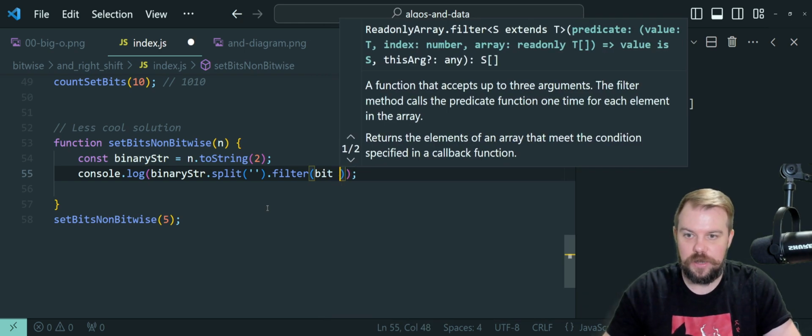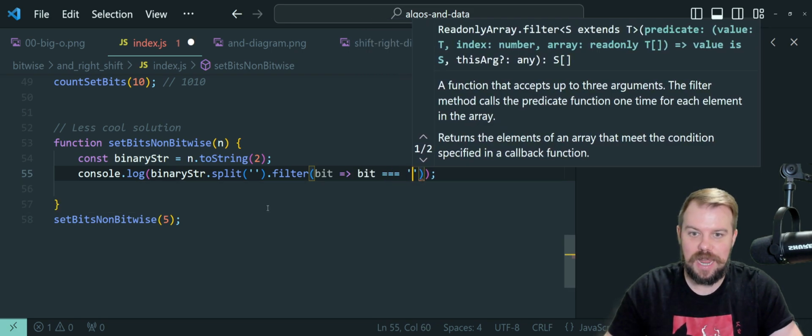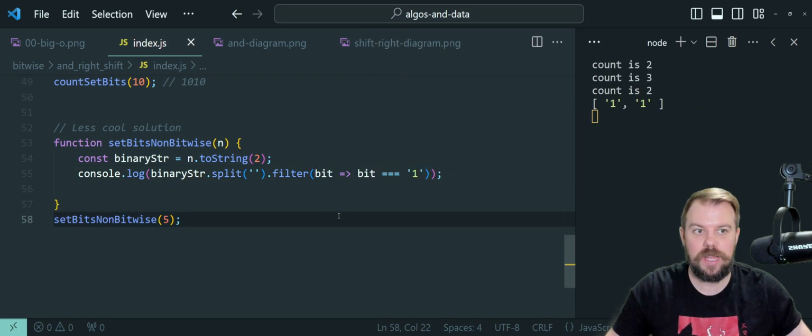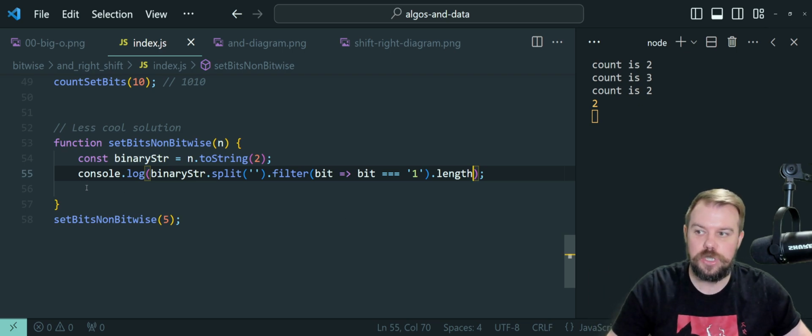So I can say for each bit in the array, I now want to only filter the bits that have a string value. Remember, that's important. String value of 1. We have now filtered out all the zeros. I have an array, which means I can then tell the length of the array, which is 2. So that's what you would return in place of this console log.